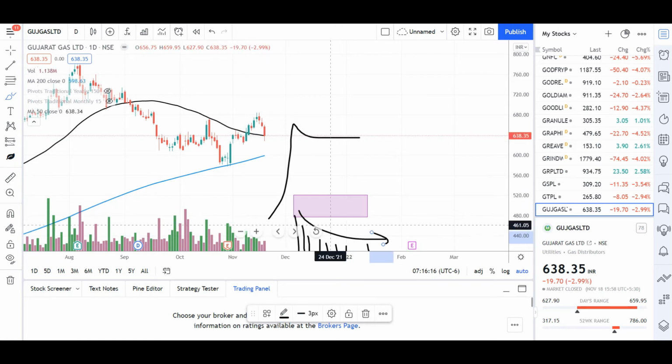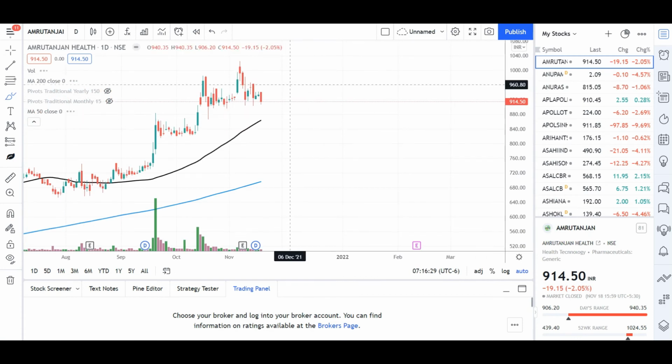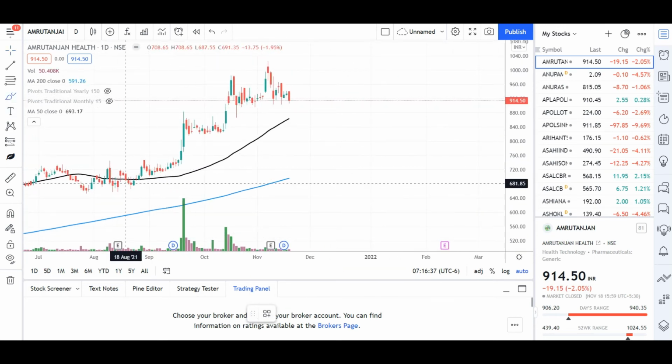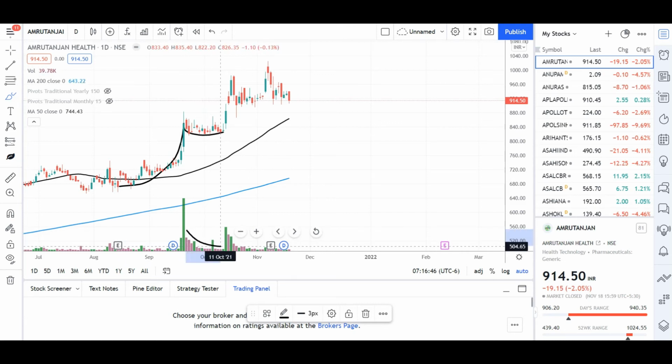In between, some days it might have a spike. That is not a problem. So let me show you an example so that you guys can understand. So Amrit Anjan Health, I traded this stock earlier. You can see earlier the stock went up, then it went sideways, and during this period the volume was going down gradually. One day there was a spike, but we can ignore those spikes. The overall volume trend should go down.